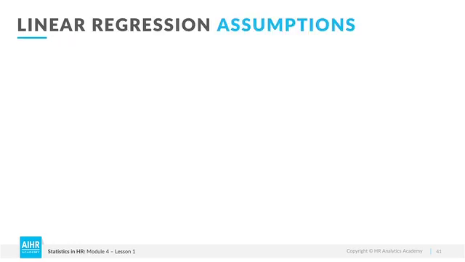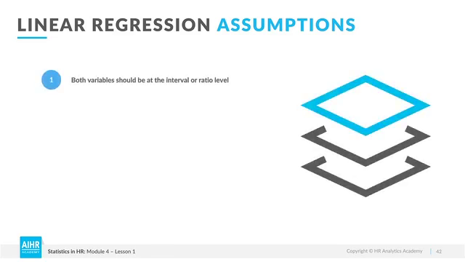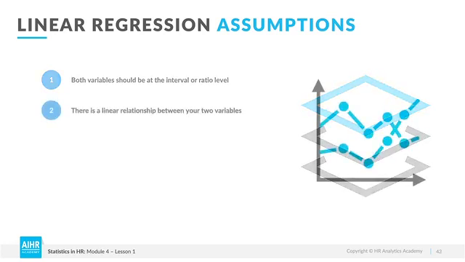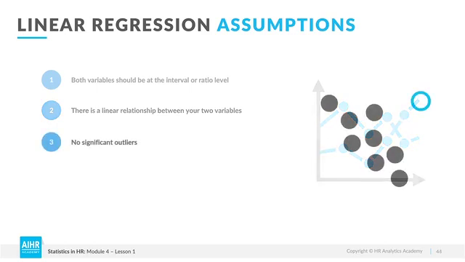Finally, let's take a look at the 5 assumptions for the linear regression analysis. You can perform this linear regression analysis if, first, your dependent variable is on the interval or ratio level. Second, the relationship between the independent and dependent variables is linear. You can test this by looking at the scatter plots of your data. Next, you can't have any significant outliers, as your regression analysis is sensitive to outlier effects.